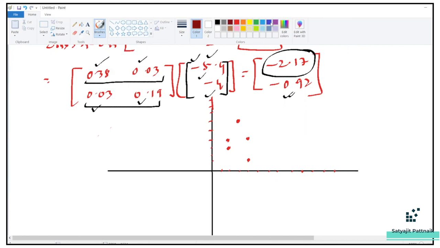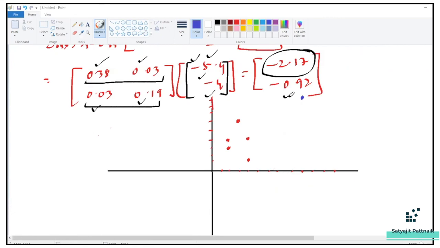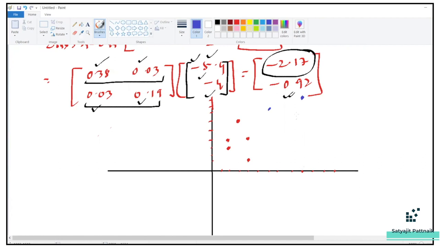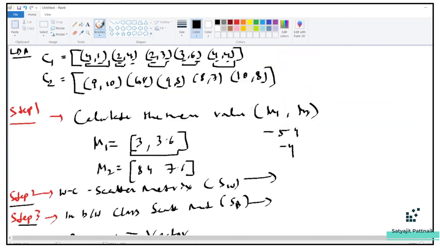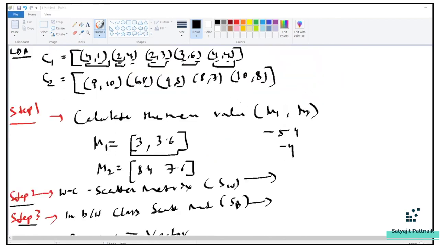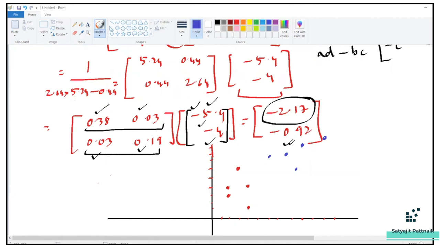And my second class. 9, 10, 3, 4, 5, 6, 7, 8, 9, 9. Somewhere here. Okay. 6, 8. Somewhere here. It's not that correct, but yeah. 9, 5. Somewhere here. 8, 7. 8, 7, somewhere here. 10, 8, somewhere here. Okay, something like that. Now these are my two different classes, and let's try to draw the projection vector.